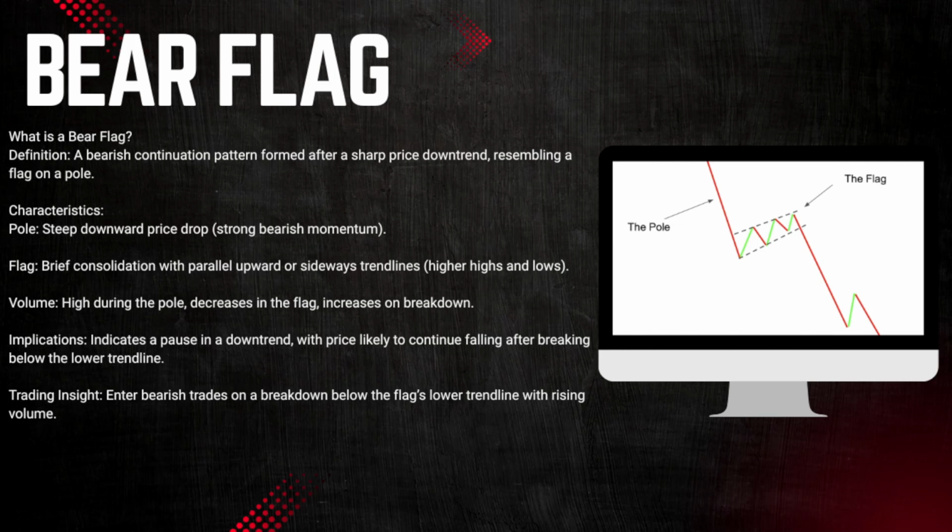So the characteristics. There's a steep downward price drop, strong bearish momentum. So that's the start. And then we have a consolidation pattern. We have a parallel channel, usually, or sideways trend lines. And you want to spot higher highs and higher lows. So you see it here on the chart, higher high, higher low, higher high, higher low, and higher high. And then you see the downward breakdown, which often spells disaster. Also, we'll be showing you this live on the chart on Bitcoin and altcoins, so you'll be able to see this in action.